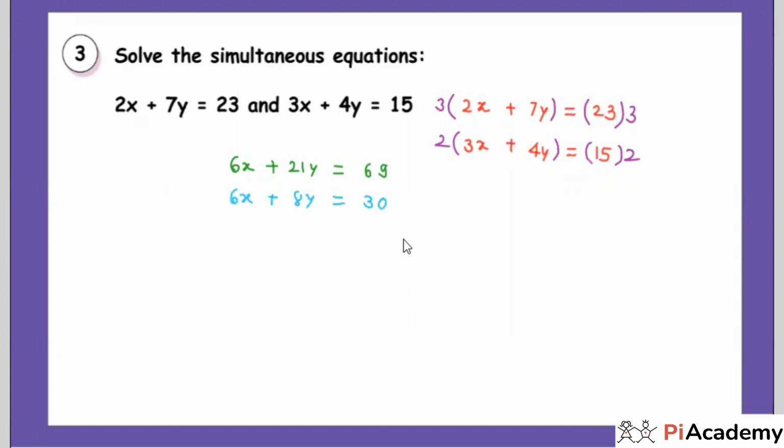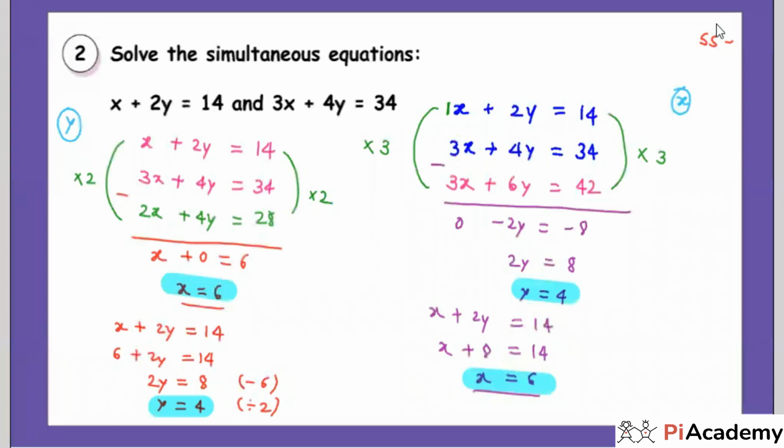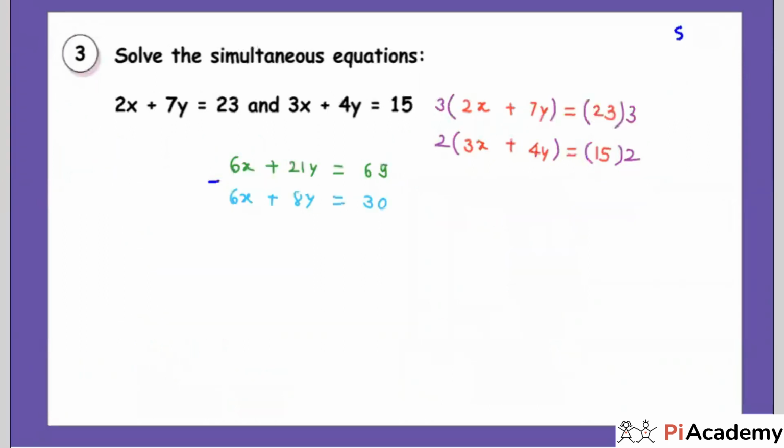We are looking for the same number, right? The first number should be the same. So for x, we got it. Here you can see 6x and 6x, right? So same sign, subtract. I keep writing it here, same sign, subtract. So you have to do the subtraction, and you can directly subtract them.